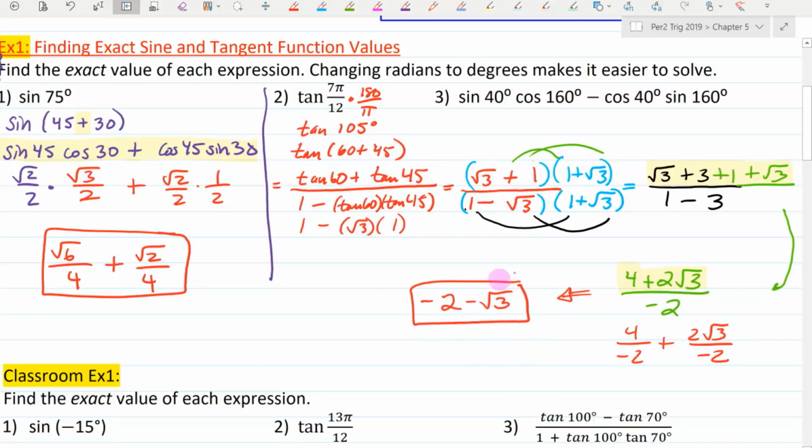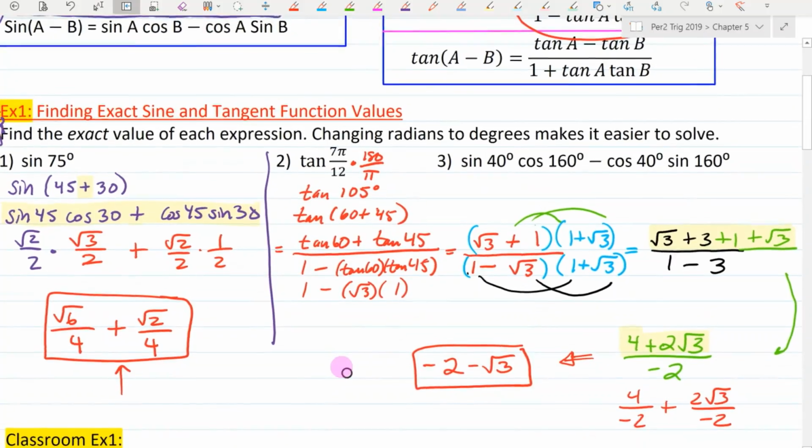So every tangent question will be this answer. It's like every sine and cosine question will be that answer, with the exception of whatever signs they are. So it could be negative 2 plus radical 3, it could be 2 plus radical 3, and it could be 2 minus radical 3. These are your 4 choices. All right, so that's your final answer for the tangent one.